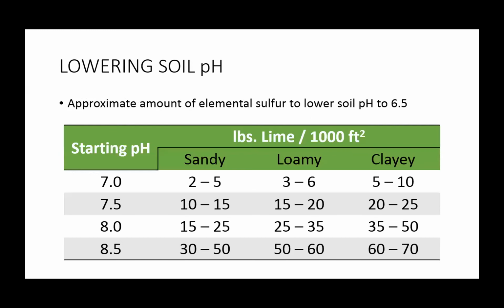And then we're going to see a similar relationship. So again, we're usually trying to get to 6.5. That's our good average pH. And the further you are away from that, the more sulfur you have to add. And again, the more clay you have, so the further to the right on the table, the more sulfur you have to add as well.